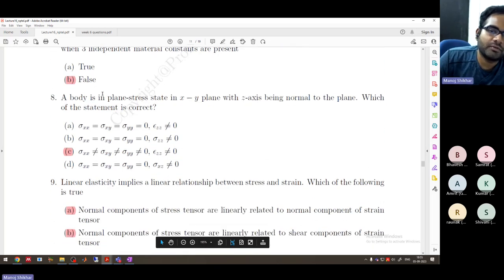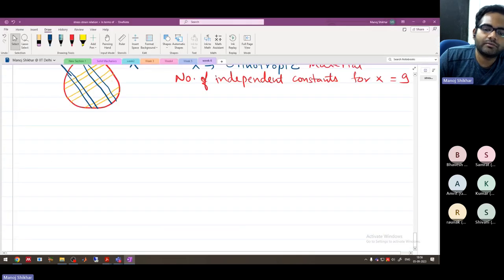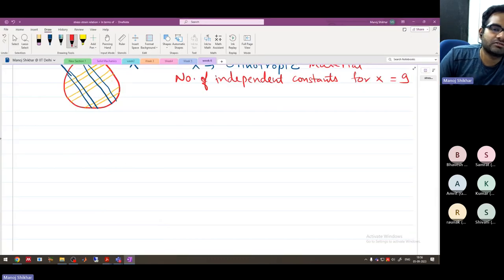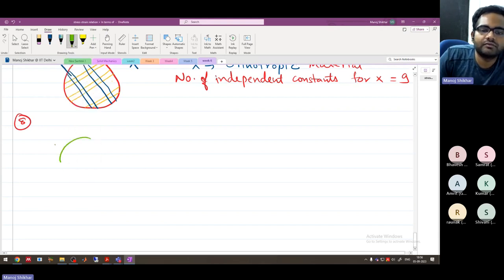Now question number 8: a body is in a plane stress condition in the XY plane, with Z being the normal to the plane. Which of the statements is correct? If you remember, plane stress means any stress out of the plane will be zero. So this is a very good question to clear your concepts, and I will deal with it in slightly more detail.